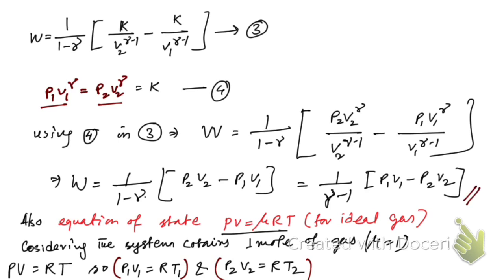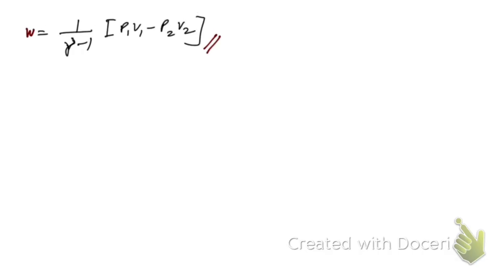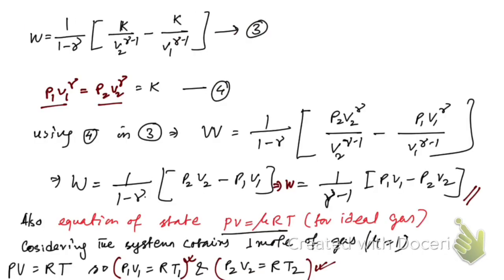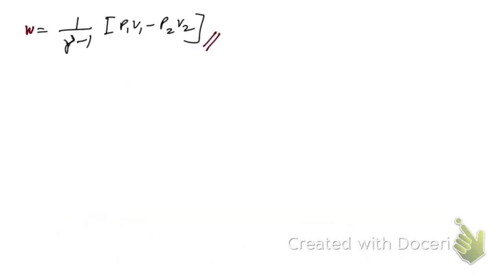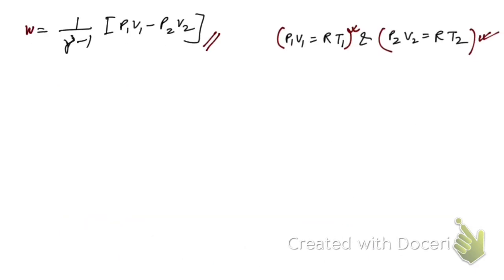This is also an expression for work done in an adiabatic process, but if we use these two values, we will get another form of expression. So let me write that on the next page. Here you see, this was the expression for work done we have got. Now let me copy these two results: P1 V1 is equal to RT1 and P2 V2 is equal to RT2. So work done will be equal to 1 by gamma minus 1 times RT1 minus RT2.